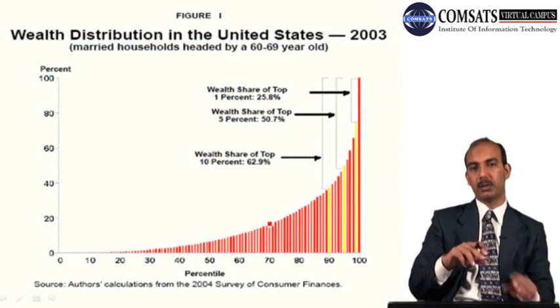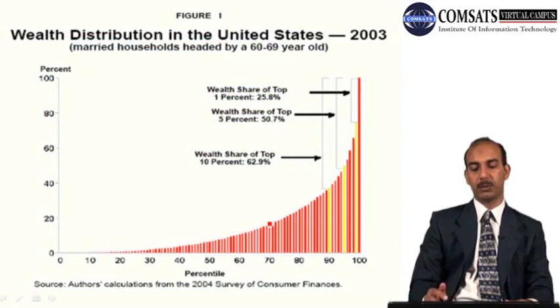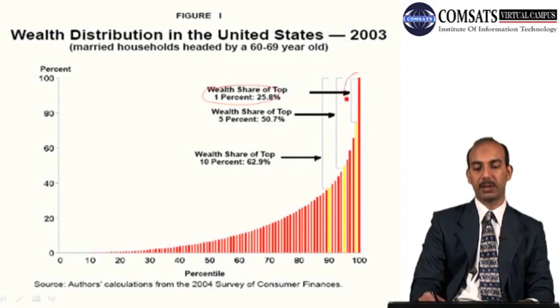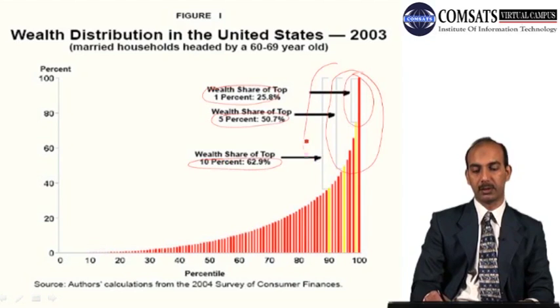So even before we go to the overall situation in the world, here are a few more statistics about the US economy. Wealth distribution in the United States in 2003: you can see here the top 1% hold 25.8% of the wealth. And the top 5% of the people hold about 50.7%. And if we add a further 5%, so that 10% of the total population, they have 62.9% of the total wealth.